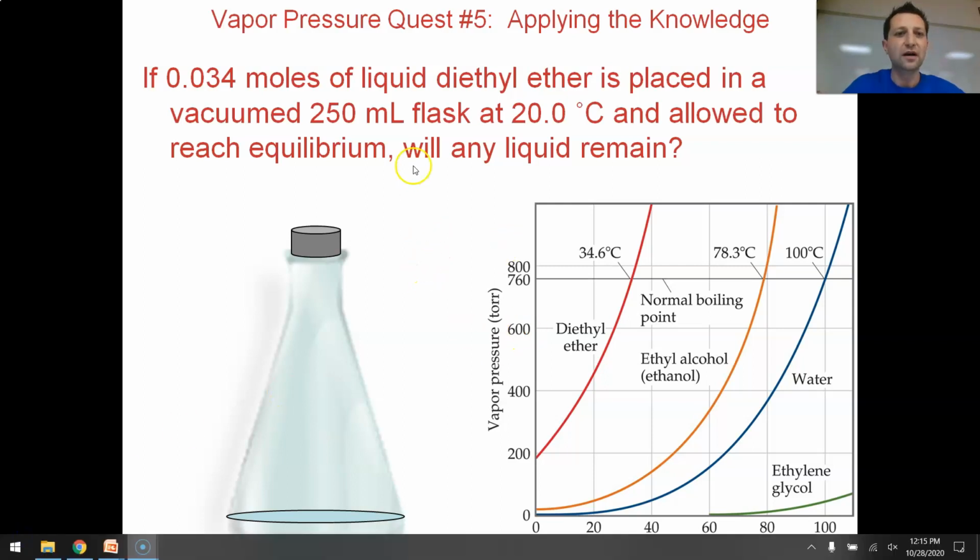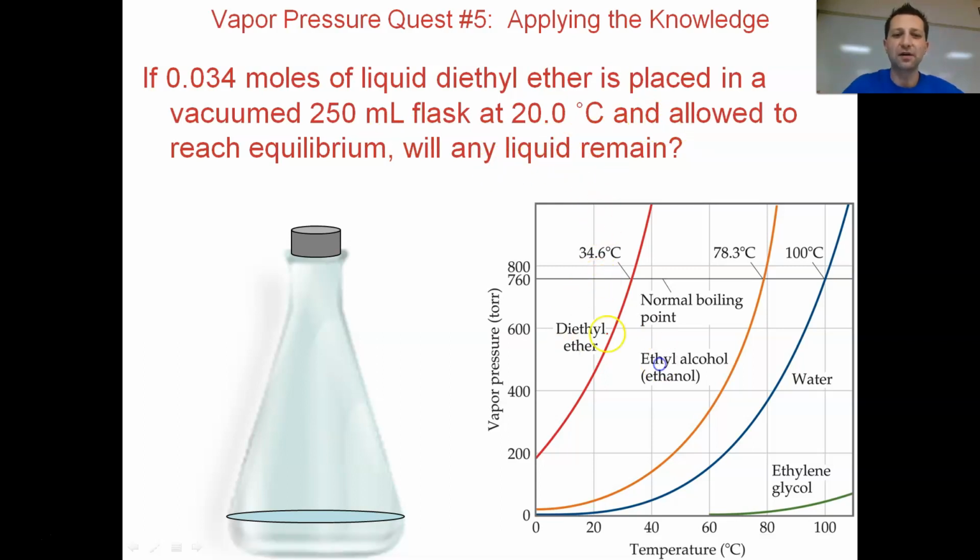Well, what I need to work on here is determining how I know if any liquid will remain. Well, I need to know what the vapor pressure is at this specific temperature. I'm not given that, so I don't know if I'm at equilibrium. I don't know if I'm at the saturation point or not. I don't know if I'm at that max vapor pressure.